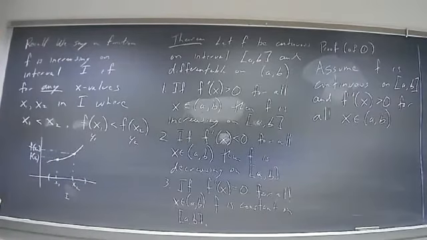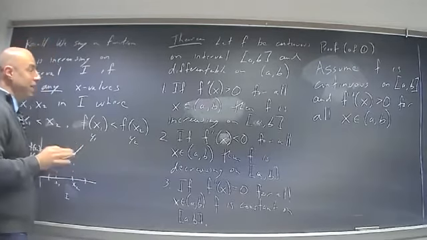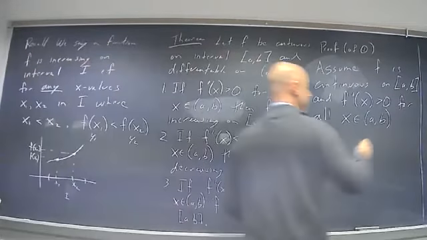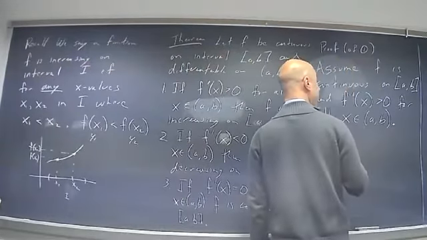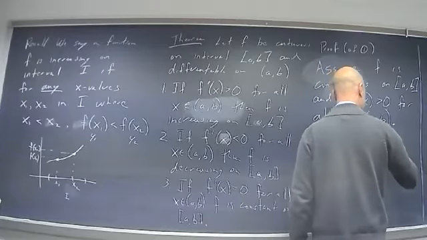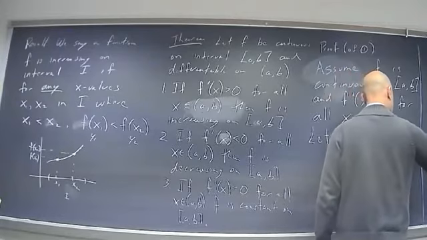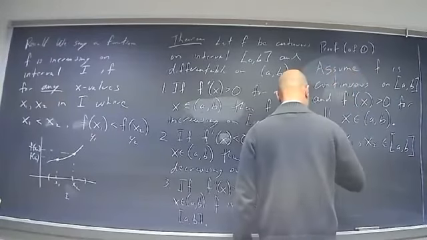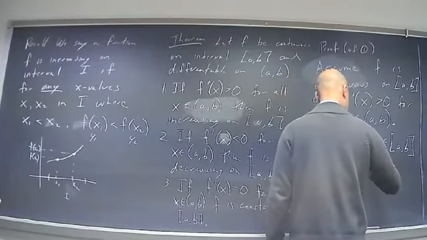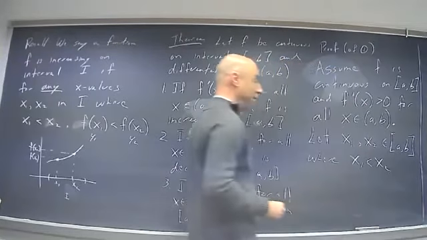Now, what we're trying to do is show that this is true. We want to show that the function is increasing. We want to show that if we pick any 2 points, the point on the right is the higher of the 2. So let's let x1 and x2 be anywhere in the interval (a, b) where x2 is the point on the right and x1 is the point on the left.